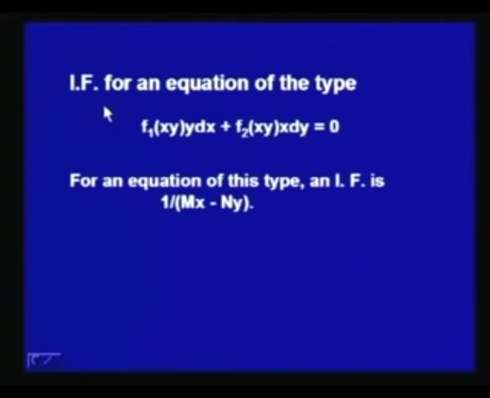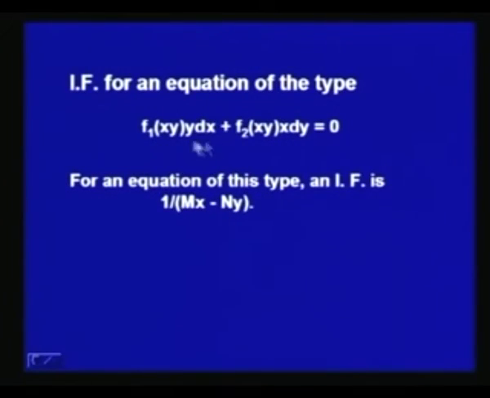Now we take up the case of those ordinary differential equations which are of the type f1(xy) into y dx plus f2(xy) into x dy equal to 0. f1(xy) is a function of xy, f2(xy) is also a function of xy. In the case of such a differential equation, we shall see that an integrating factor is 1 over mx minus ny. That is, when we multiply this equation by 1 over mx minus ny, it will become an exact differential equation.